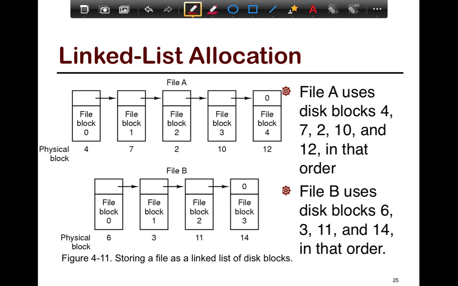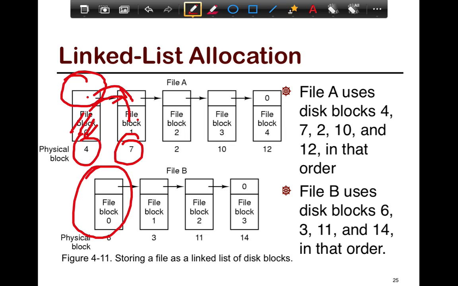An alternative to the obvious continuous array-based allocation is the linked list. In this case, you have metadata where you have the file block itself, and then a pointer to the next block. So physical block 4 has file block 0, and it also includes a pointer to physical block 7, which includes file block 1, and so on and so forth. So you essentially create a linked list where each blob includes the file block and a pointer to the next physical sector that's holding the file block.